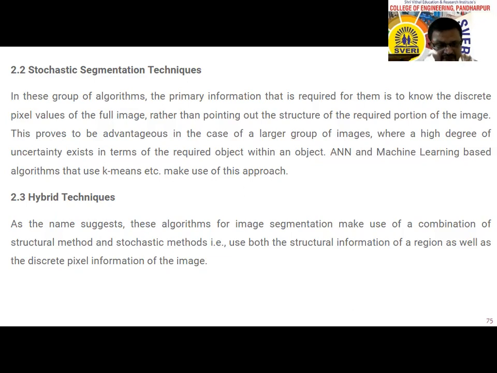Now, next is hybrid technique, 2.3. As the name suggests, these algorithms for image segmentation make use of a combination of structural and stochastic methods. That is, they use both the structural information of a region as well as the discrete pixel information of the image.